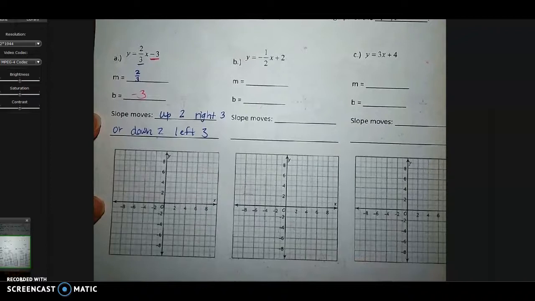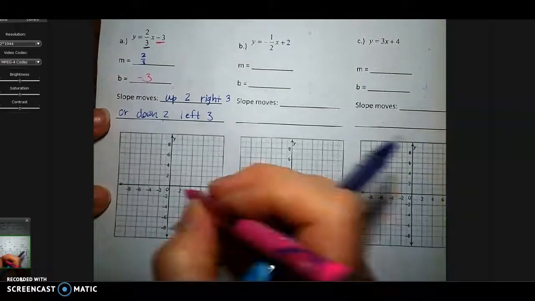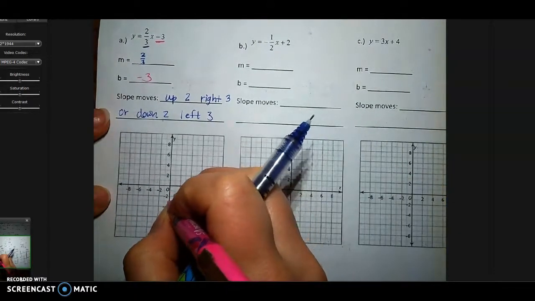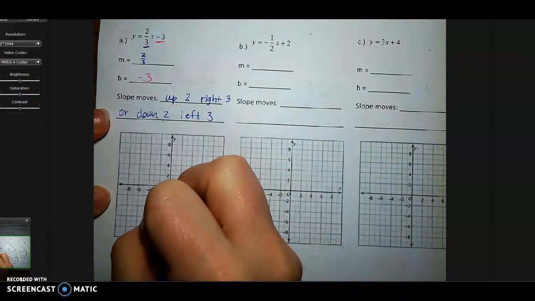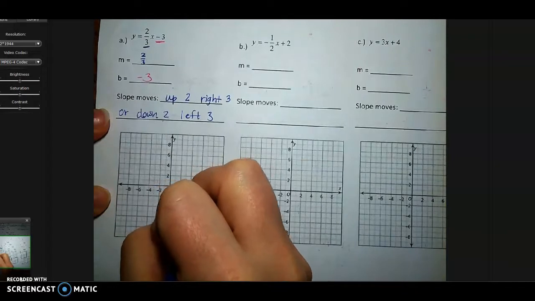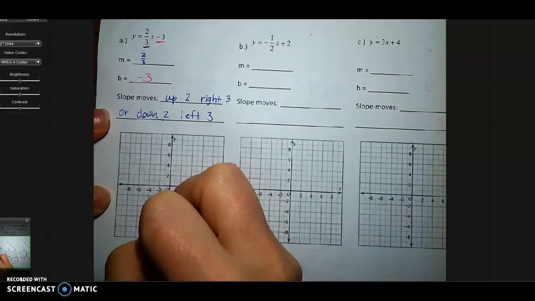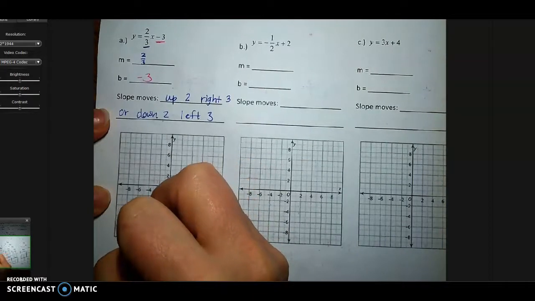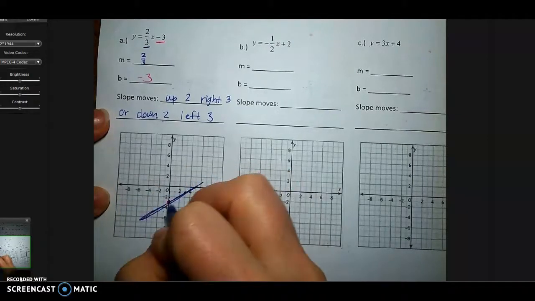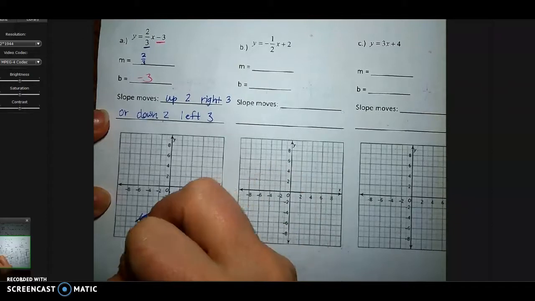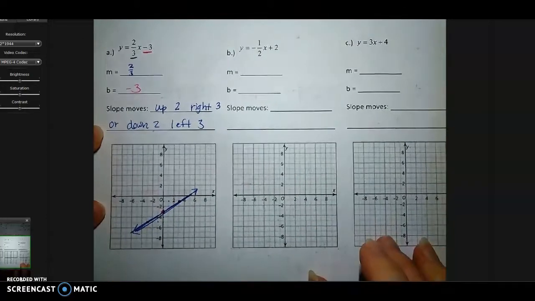So my y-intercept is at -3. So 1, 2, 3. So there's my y-intercept. Now I can go up 1, 2, and over 1, 2, 3. Or I can go down 1, 2, and over 1, 2, 3. And you'll see here, I should get my ruler out, I can connect those points in a straight line. I put arrows on both sides.